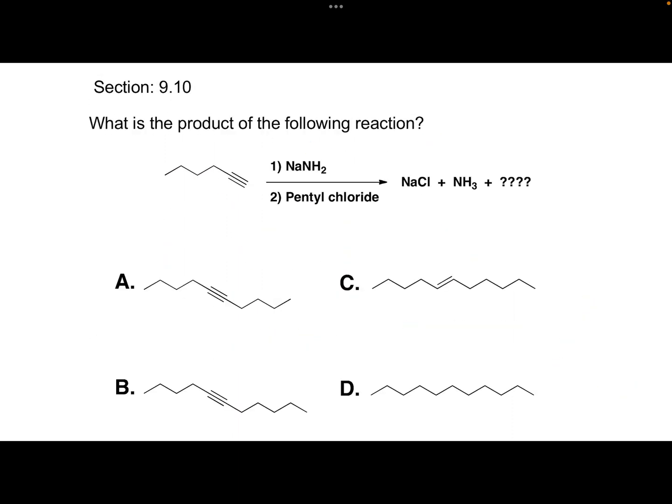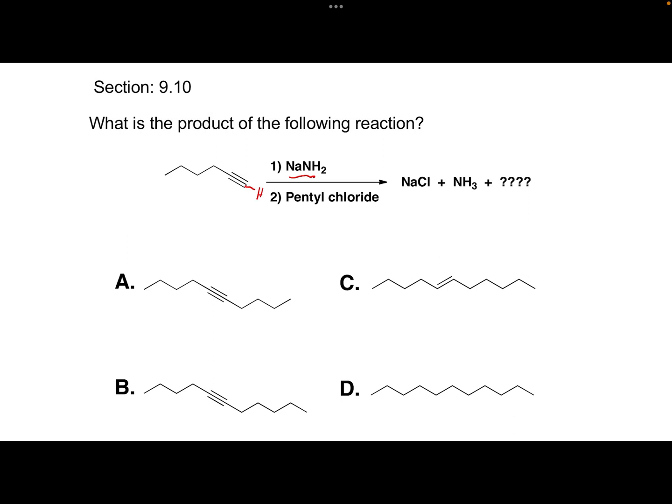So, here we see one of the most important reactions that we get out of this chapter. This is a 2-step reaction using the alkyne anion that we saw earlier. So the sodium amide is going to deprotonate this terminal alkyne.